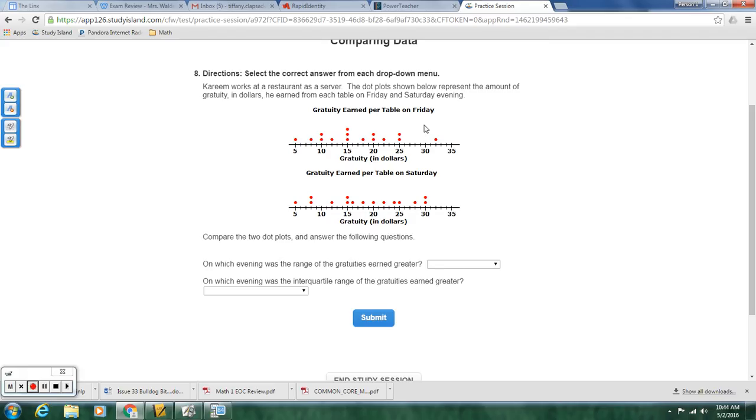So you start doing the homework. Gratuity, that means tip. You look at tip. Gratuity earned per table on Friday and per table on Saturday. Would you rather work on Friday night or Saturday night to get more tips? More money in tips? What does it look like?